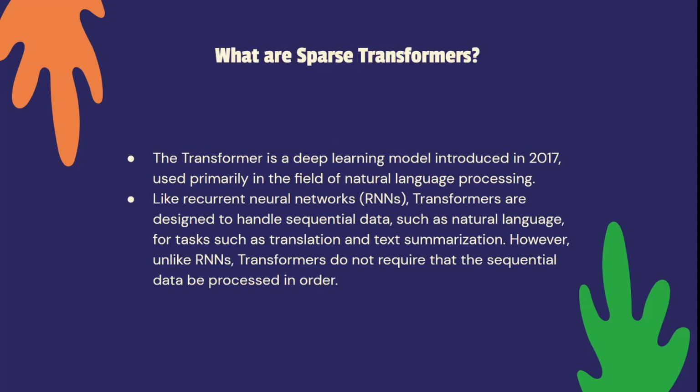Now, moving on to what are sparse transformers. The transformer in itself is a deep learning model introduced in 2017, used primarily in the field of NLP. Like RNNs, transformers are designed to handle sequential data, such as natural language, for tasks such as translation and text summarization. However, unlike RNNs, transformers do not require the sequential data to be processed in order. For example, if the input data is a natural language sentence, the transformer does not need to process the beginning of it before the end. Due to this feature, transformers allow for much more parallelization than RNNs and therefore reduce training time drastically.